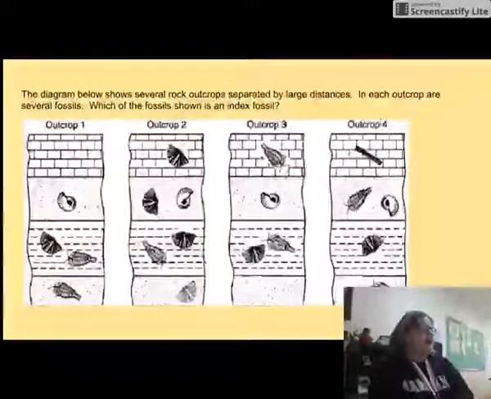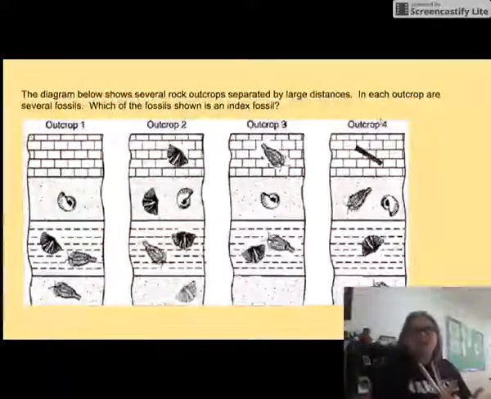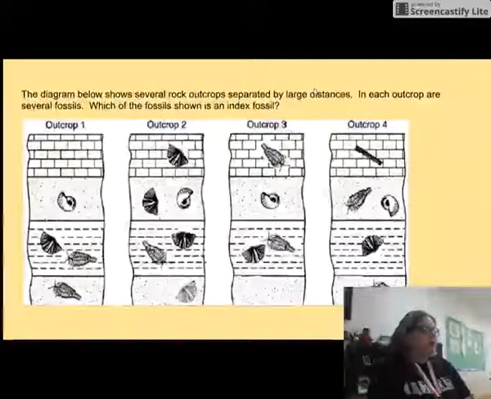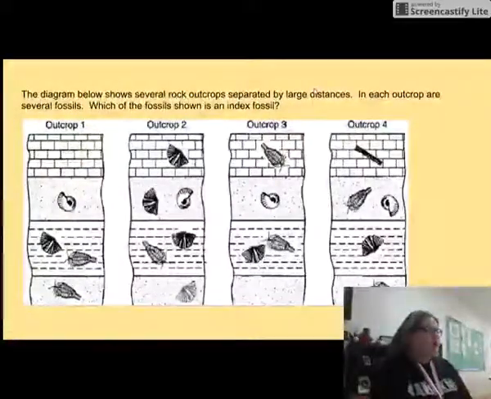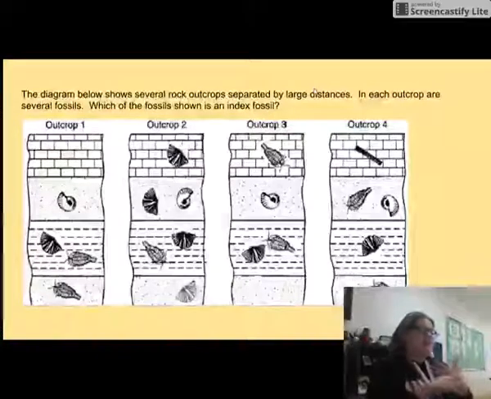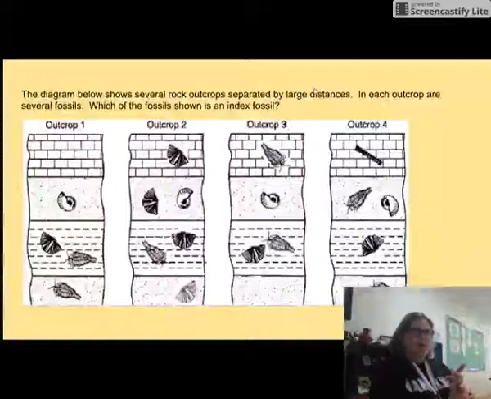Hi, guys, it's me again, and we're going to finish up part one of our notes on relative dating. What we're going to do right now is talk about index fossils. And remember, to be an index fossil, something has to be easily recognizable, so it can't be deteriorated so much that we can't tell what it is.